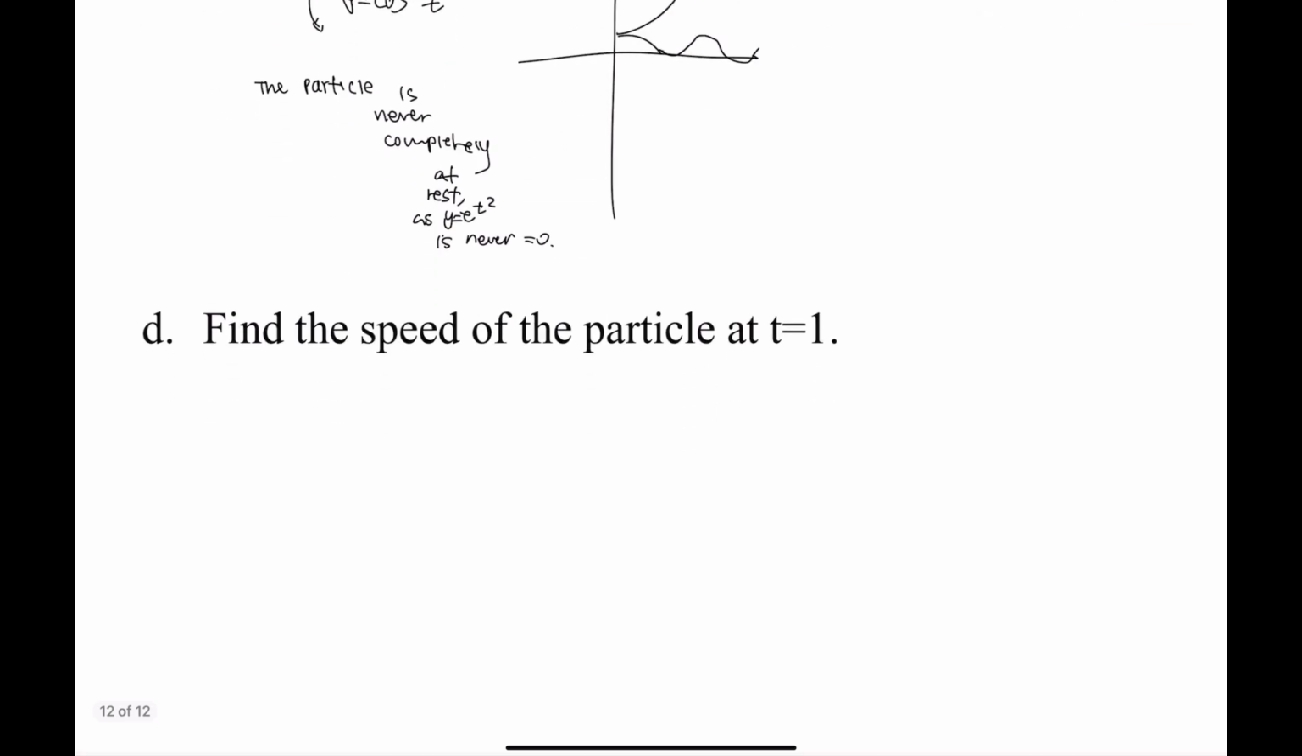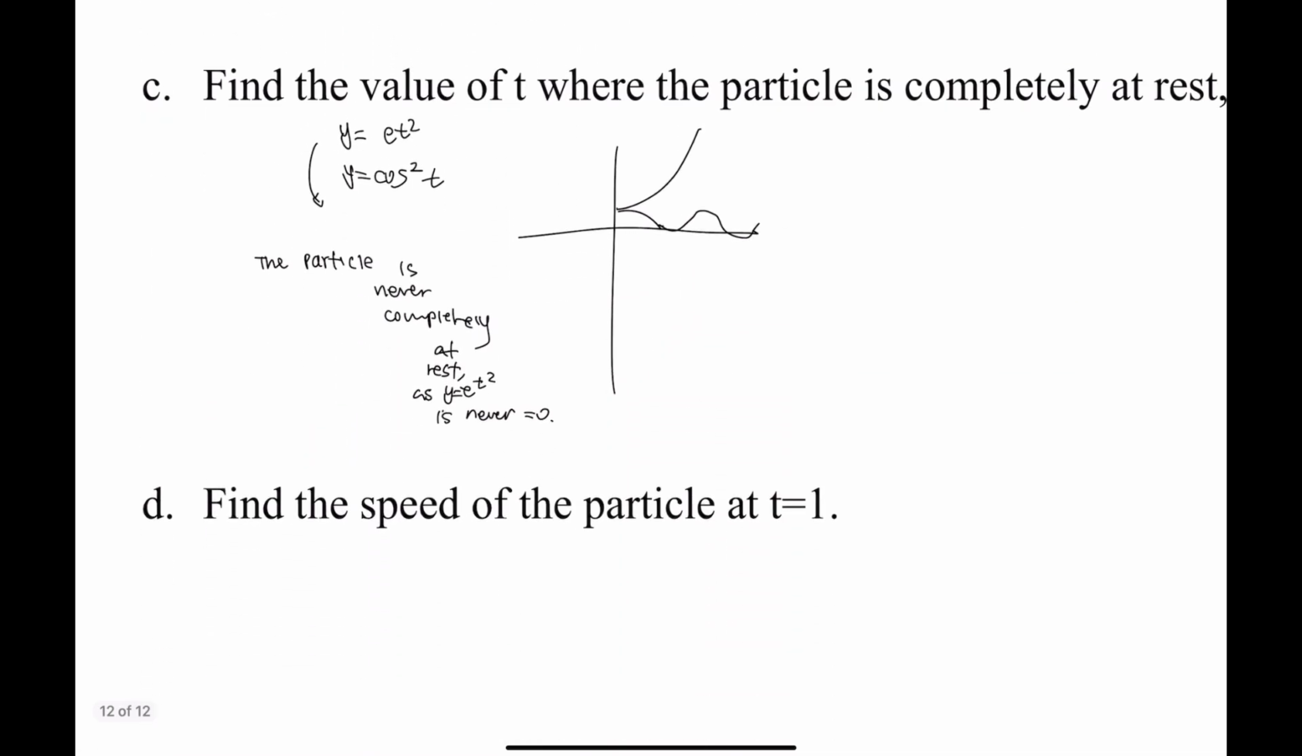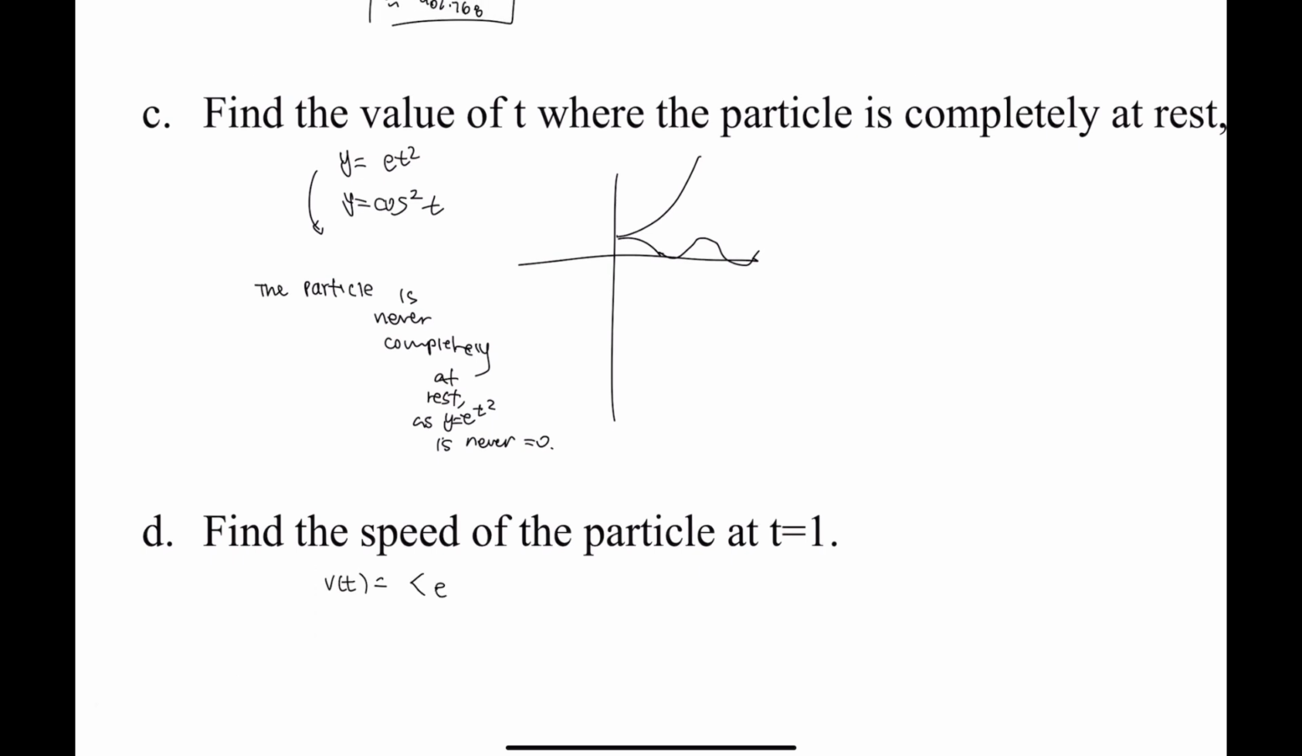Alright, so that's part C, and then it says for part D, find the speed of the particle at t equals 1. So for the speed of the particle, since you know the velocity vector to be e to the t squared and cosine squared t, speed is actually going to be this one, like the first part, vx and then vy. So vx squared plus vy squared, and then square root of that, because speed again is magnitude, so we're doing the square root.